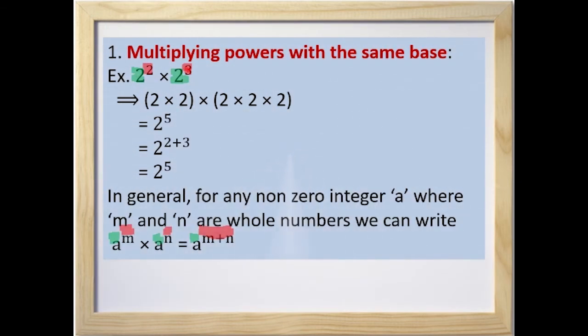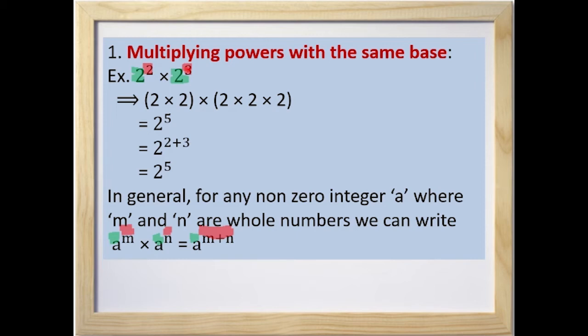Children, the first law is multiplying powers with the same base. Let us take an example, 2 square into 2 cube. Here, in these two powers, the base is the same. What is the base here? 2 is the base. And what is the base here? Again, 2 is the base. And what is the power here? The exponent is 2 here, and here 3 is the exponent.